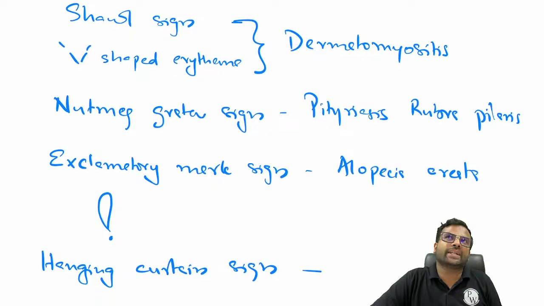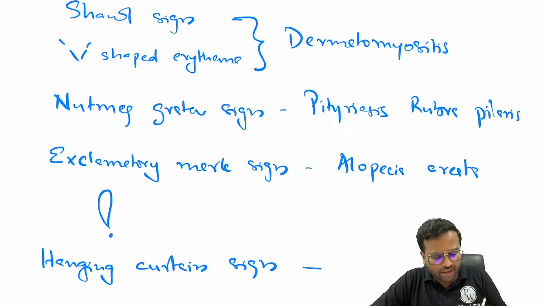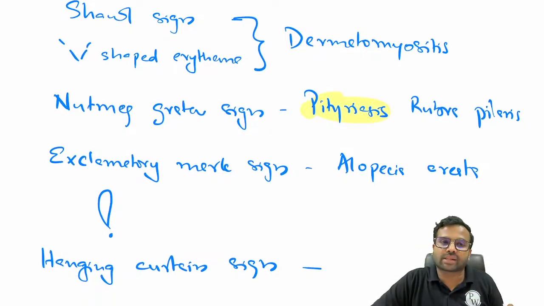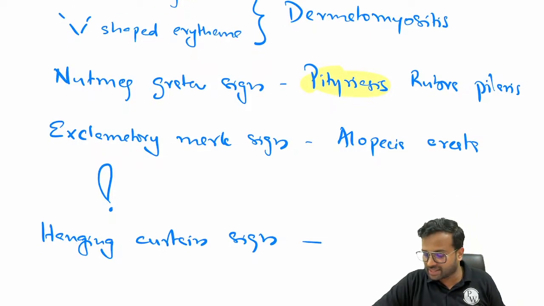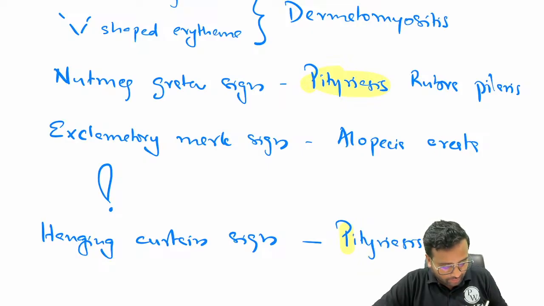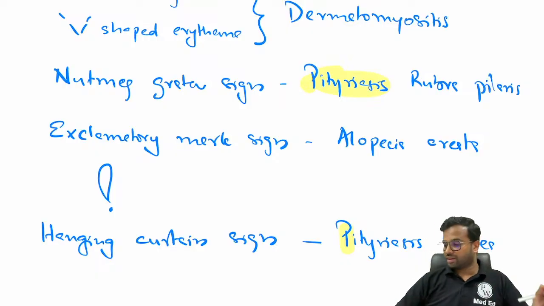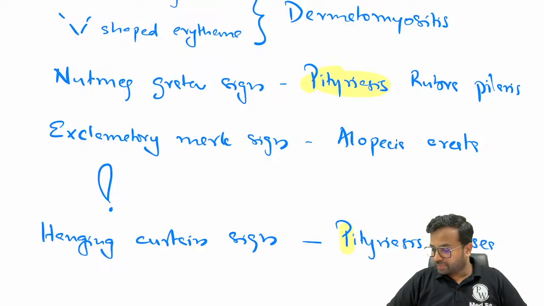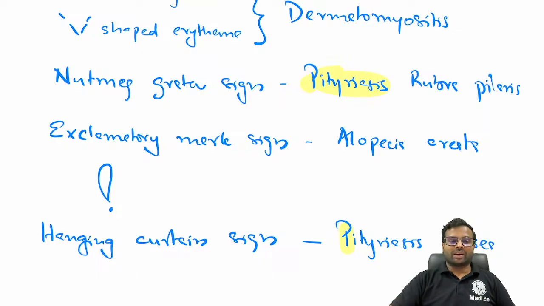Hanging curtain sign is again seen in another pityriasis. What is the name of that pityriasis? So that is called as pityriasis rosea. Very good. Amazing. Okay. So that's it.